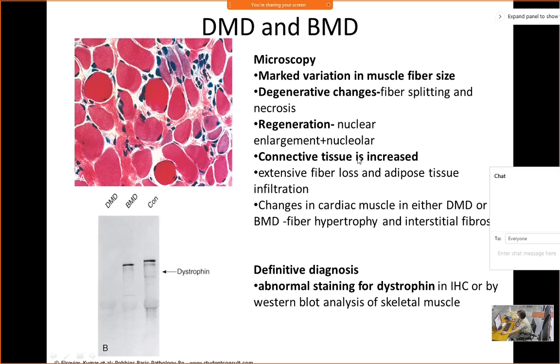Connective tissue is increased. This is very important. Like I said, the skeletal muscle gets replaced by fibrofatty tissue. So in that case, I don't have a picture here, but you will find that the skeletal muscle here and the rest of the tissue will be just connective tissue. So there is extensive fiber loss and adipose tissue infiltration. And even in cardiac muscle, there can be changes in both Duchenne's and Becker's, leading to fiber hypertrophy and interstitial fibrosis.